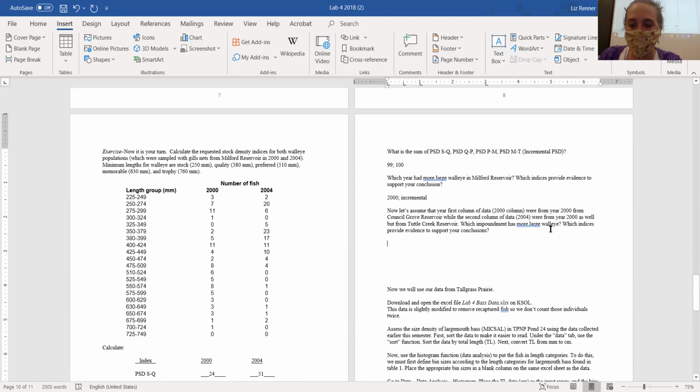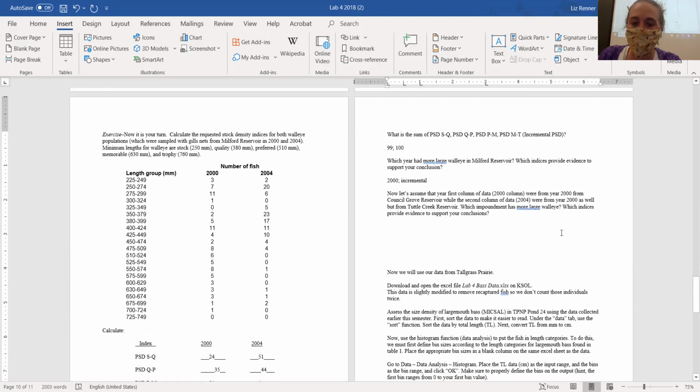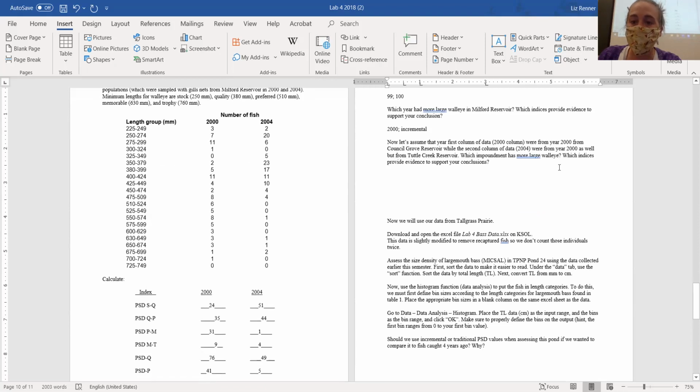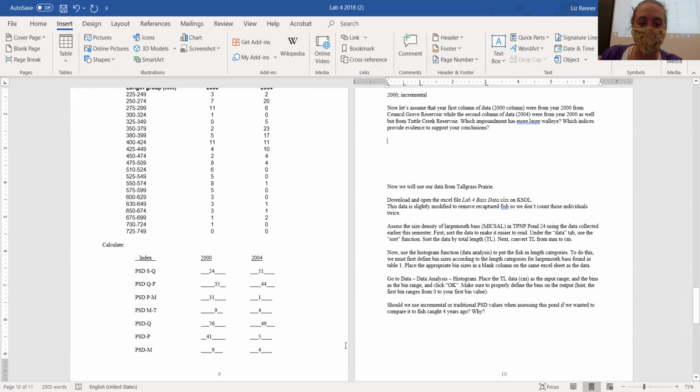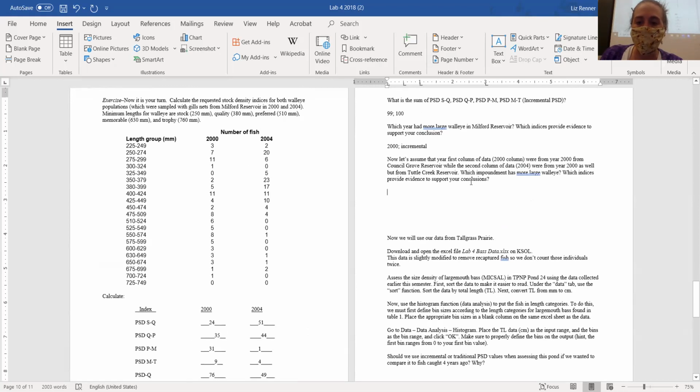Okay, so I kind of already gave it away, what we're comparing here. Now we would use the traditional indices, right? Because we're comparing among two different impoundments. So we'd use the traditional ones. And using these traditional ones, same values, nothing's changed. Still same song and dance. The values from the first column, so Council Grove would have more large walleye. Okay. Is that clear as mud?